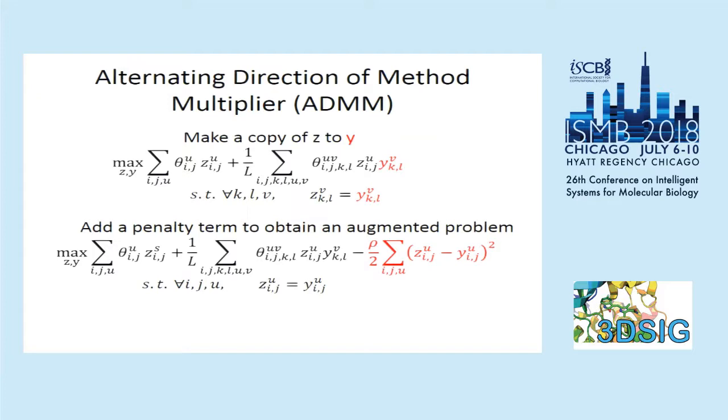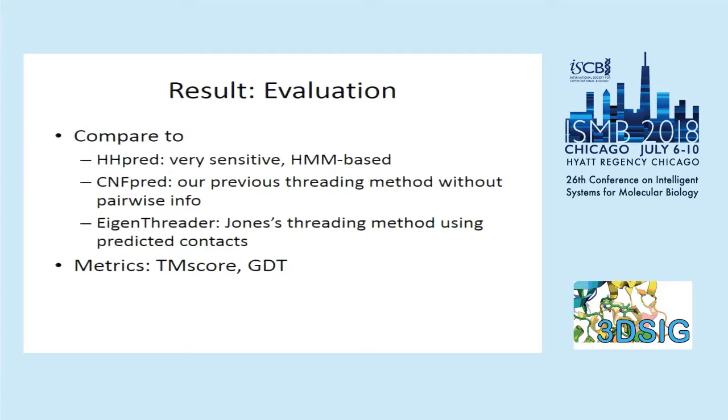Because I don't have much time, I'll just skip this algorithm, and I'm going to show you some results. I compare our new threading method with HHpred, which is a hidden Markov model-based method, which is very sensitive. I also compare with CF-Pred, which is our in-house threading method. CF-Pred uses information beyond the sequence profile, but it doesn't use the pairwise information. And EigenThreader is a new threading method, but EigenThreader only uses the contact information, not distance information.